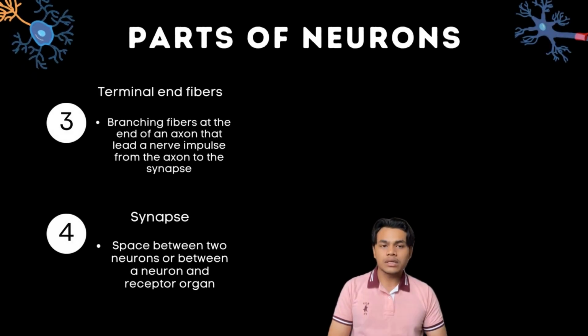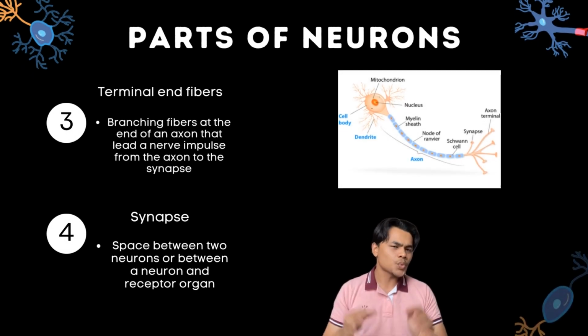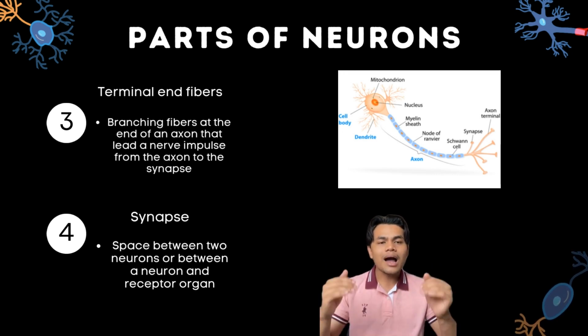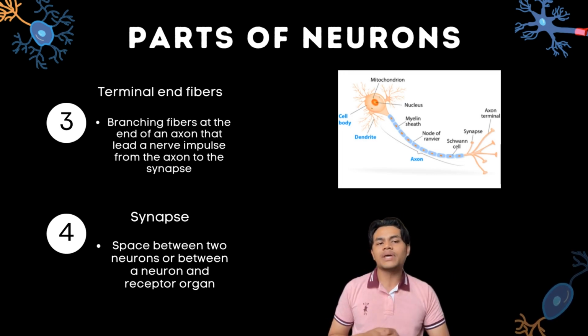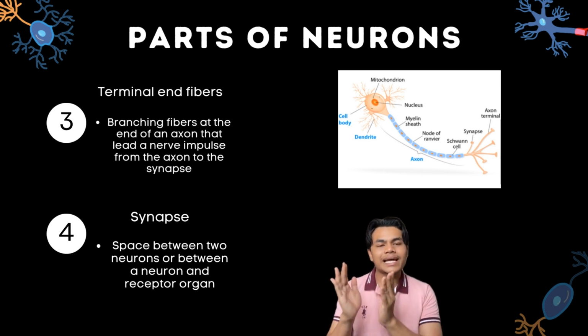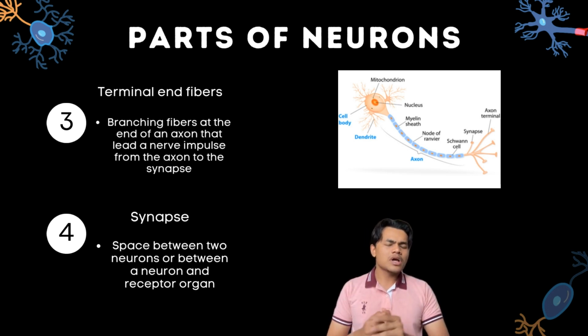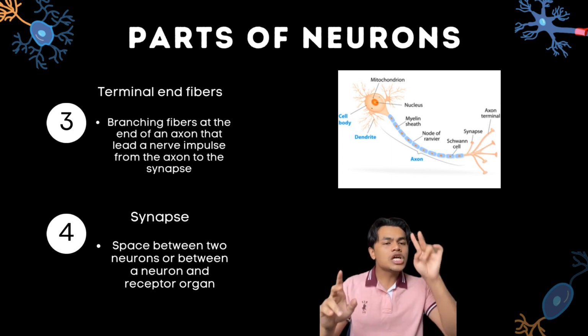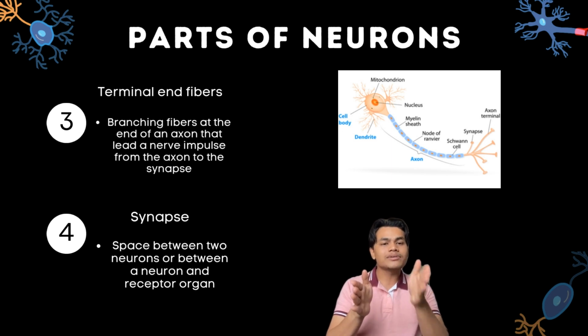The next one is terminal end fibers. So what are terminal end fibers all about? Terminal end fibers are the branching fibers at the end of the axon that carry the nerve impulses from the axon to the synapse. So when we talk about the synapse, what is a synapse about? A synapse is the space between two neurons or between a neuron and a receptor organ.